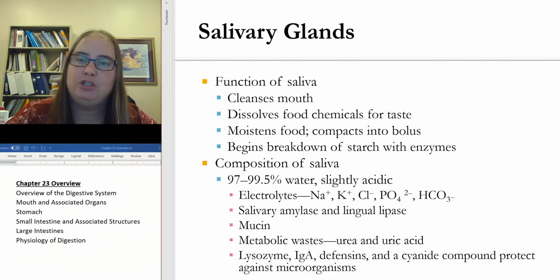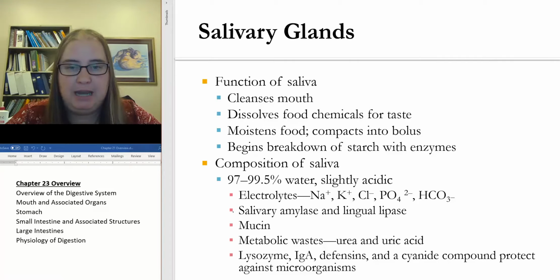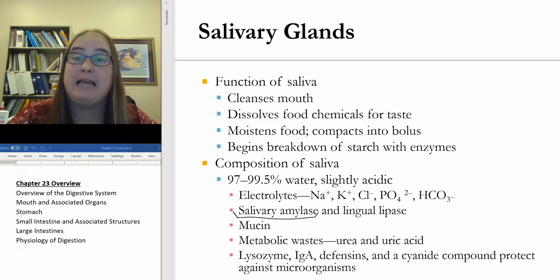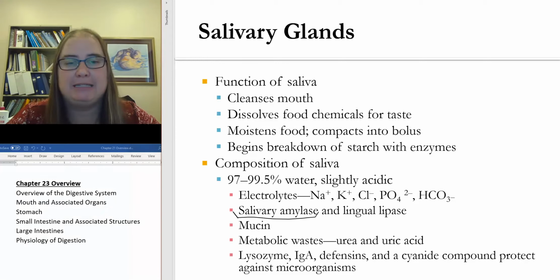Saliva also initiates the breakdown of starches, and that is because saliva contains an enzyme called salivary amylase. And amylases, these here, are responsible for the breakdown of starches.